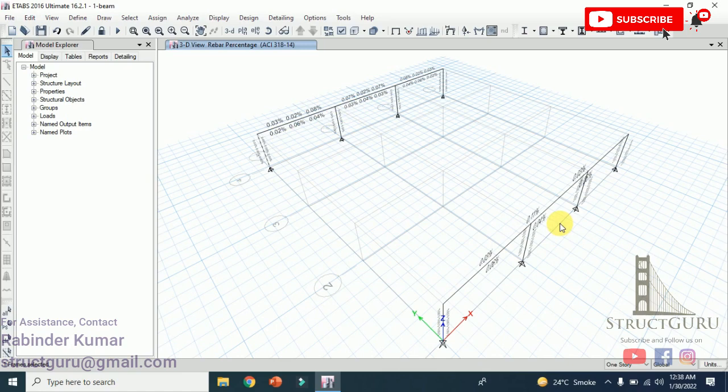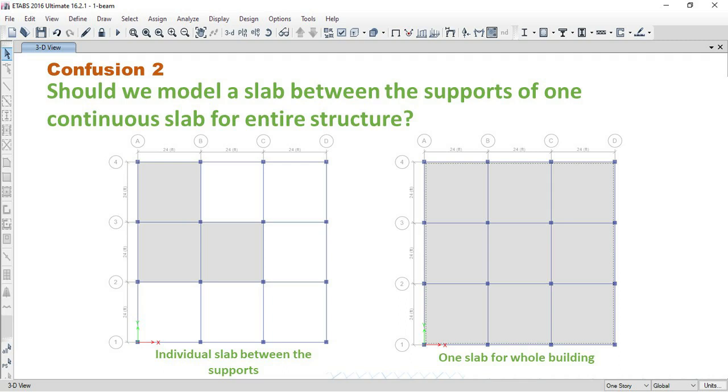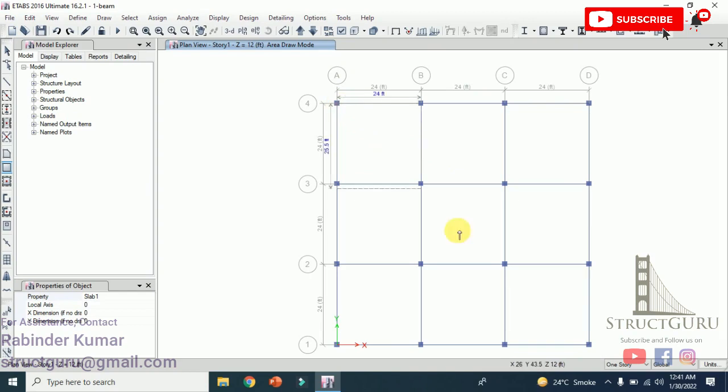For analysis it is okay to model separately, or if you are modeling it continuous, but when you design it, each component which you have modeled separately will be designed accordingly. Those components which you have modeled continuous will be considered as one member and designed accordingly. So our second confusion is, should we draw the slabs individually, or should we go for one slab for the whole building?